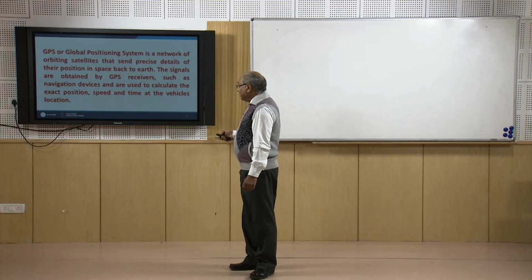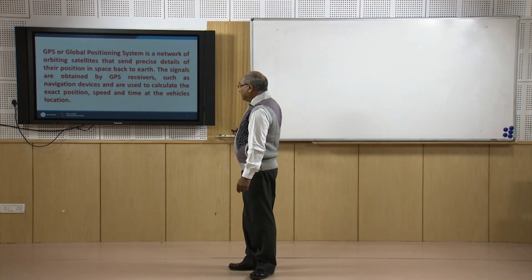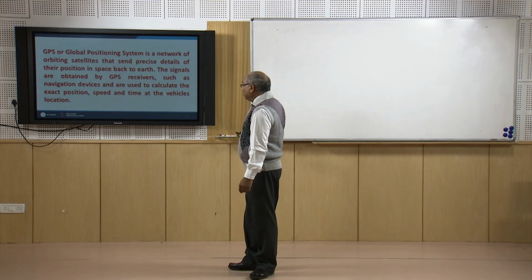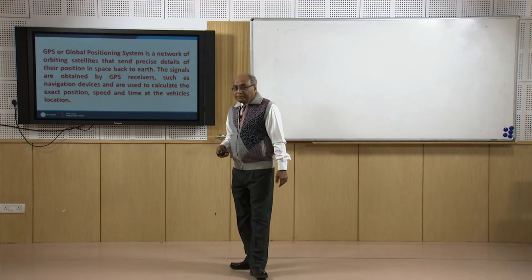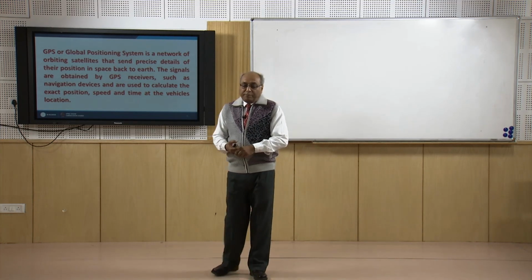And these signals are obtained by GPS receivers such as navigation devices and are used to calculate the exact position, speed, and time at the vehicle location. The concept is simple.